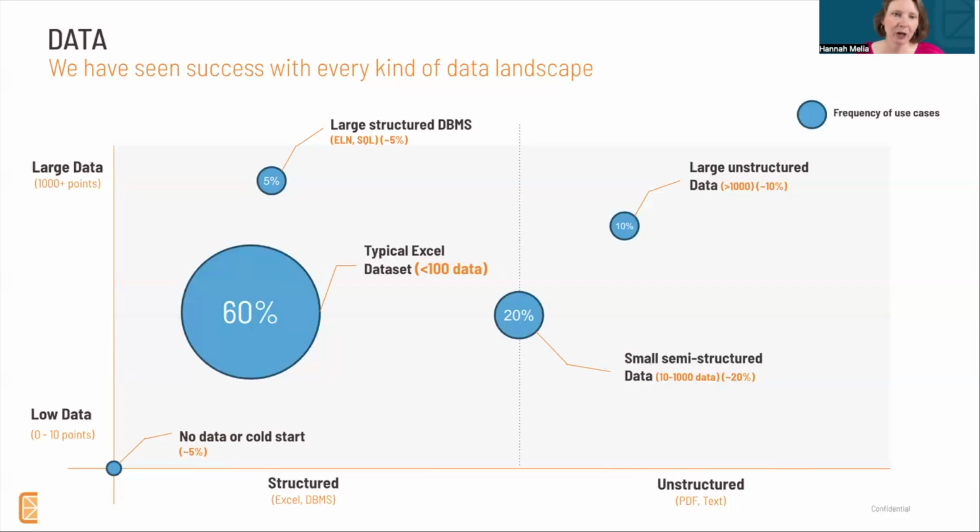These are physical experiments, and this chart here shows you the data that our customers come to us with. You'll see the biggest circle there, 60% of our customers come with an Excel spreadsheet that has less than 100 data points in. A data point is one experiment, so all of the ingredients that are put in, all of the processing parameters, all of the test results from that experiment. So 100 or fewer experiments in an Excel spreadsheet.